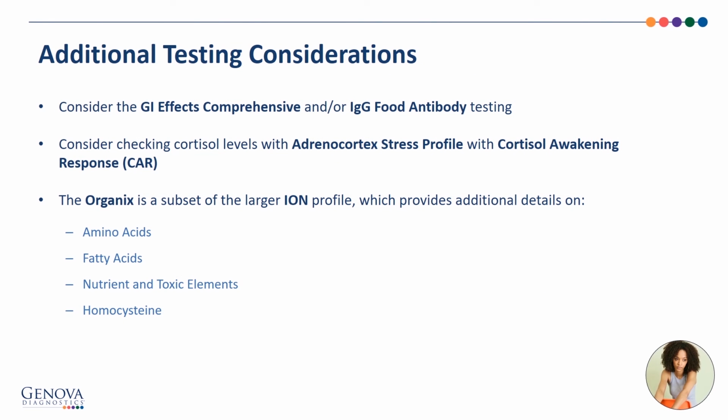This patient had some pretty significant issues with gut function, so a GI-FX comprehensive or IgG food antibody assessment may be of some more use here. She also reported some stress, and so an adrenal cortex stress profile with the cortisol awakening response might provide more insight into cortisol levels and her ability to mount a response in the morning. We also might consider following up with an ION profile, which includes the Organix within it. The benefit of the ION is that you will also see results for amino acids, fatty acids, nutrient and toxic elements, as well as homocysteine.